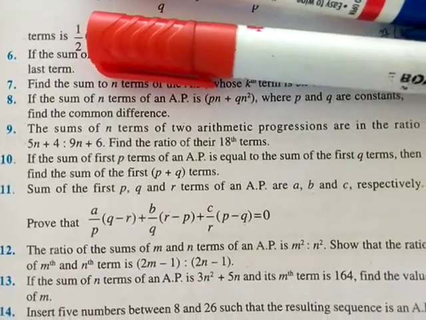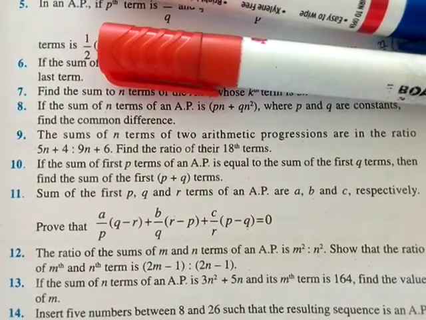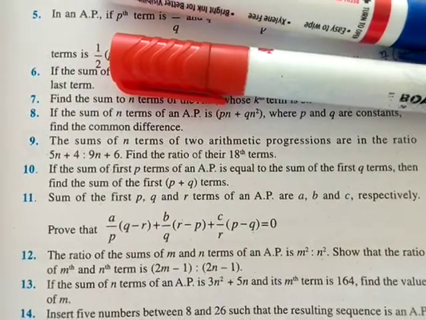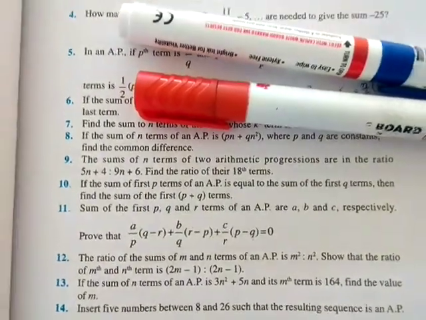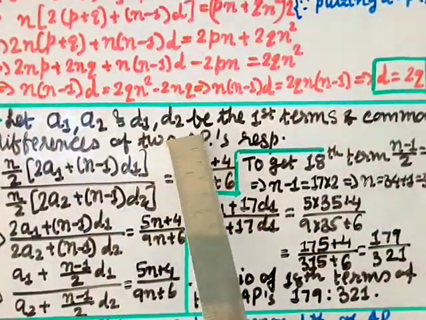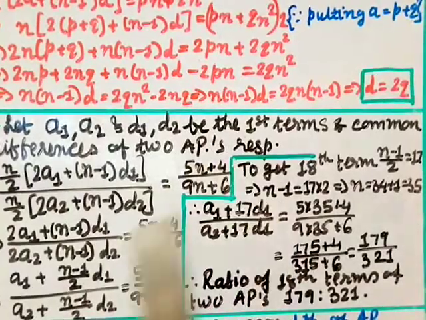Question number 9. The sum of n terms of two arithmetic progressions are in the ratio 5n plus 4 is to 9n plus 6. Find the ratio of their 18th terms. Let a1, a2 and d1, d2 be the first terms and common differences of the two APs respectively.